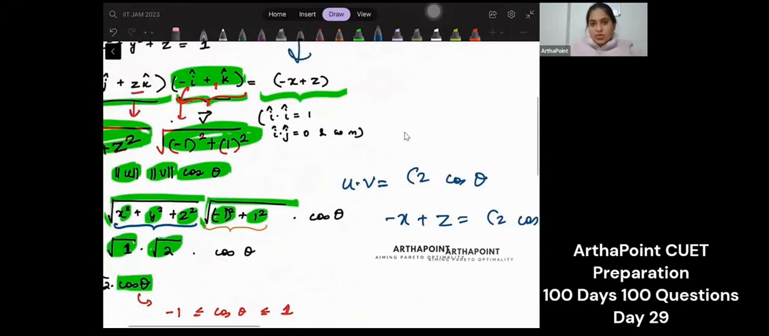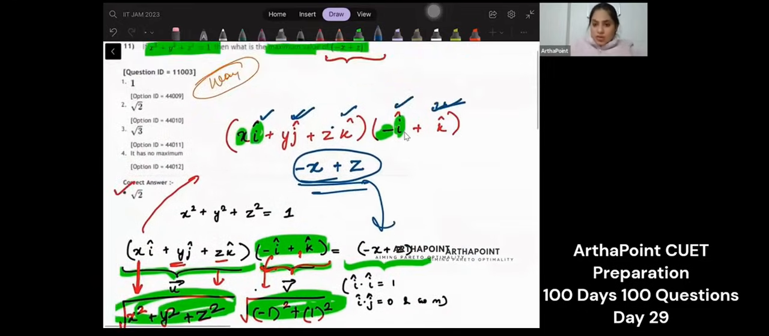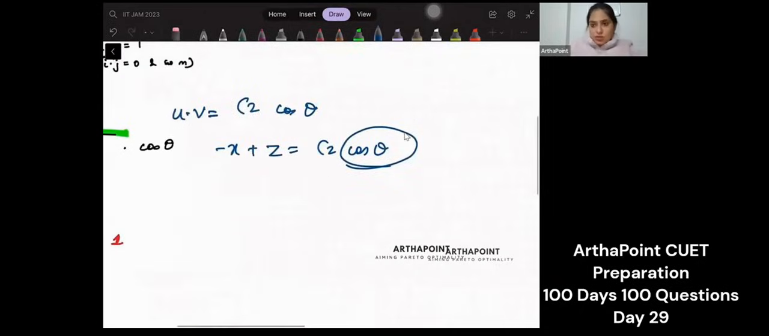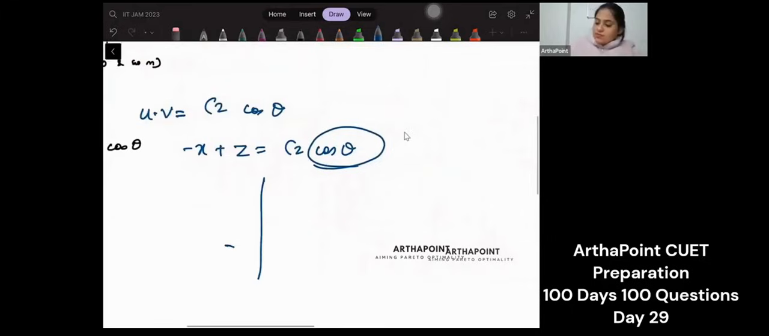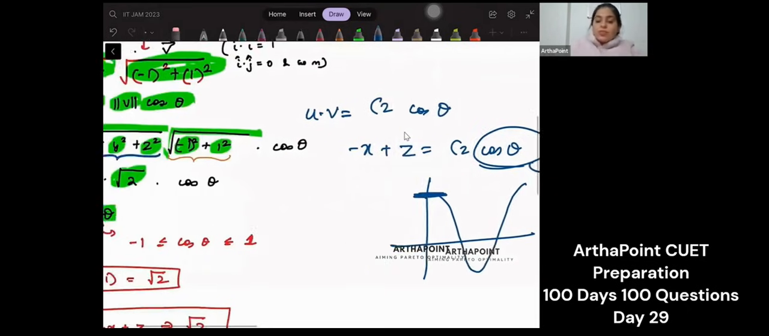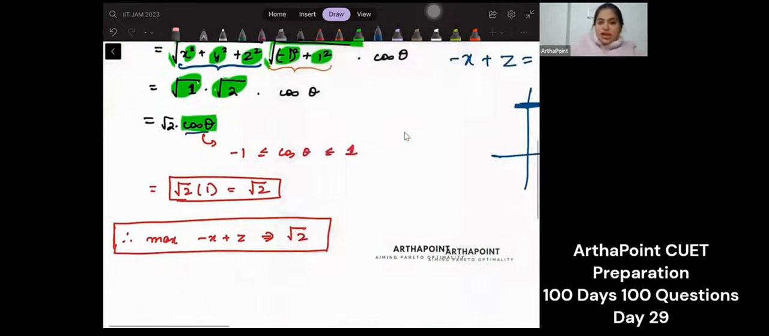Now just think about this. It is asking the maximum value. I know that cos theta is a cyclic function, right? Cos theta goes from 1 to minus 1. So the maximum value cos theta can take is 1. If I put in the maximum value of cos theta, I will get its maximum value as root 2.